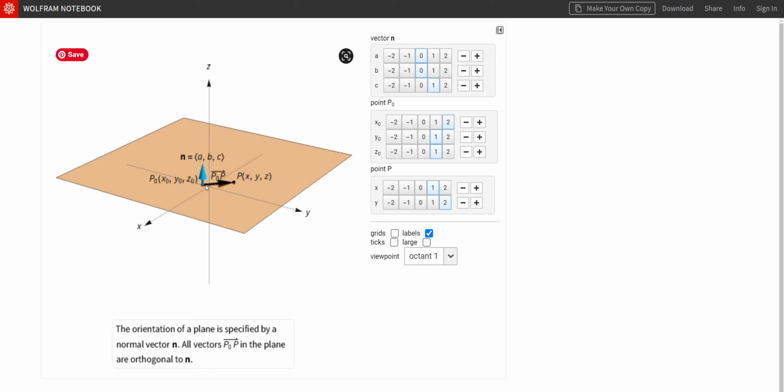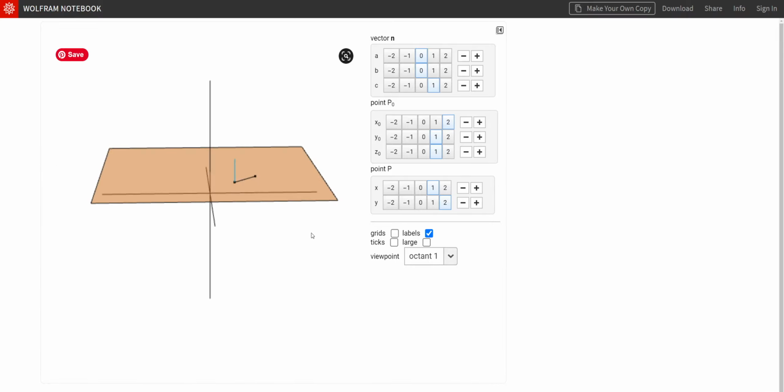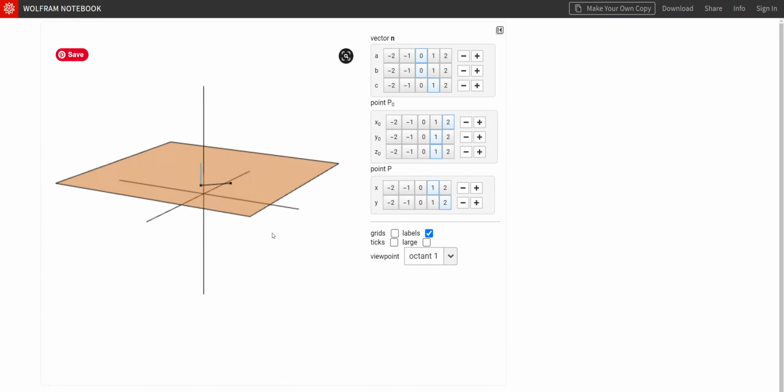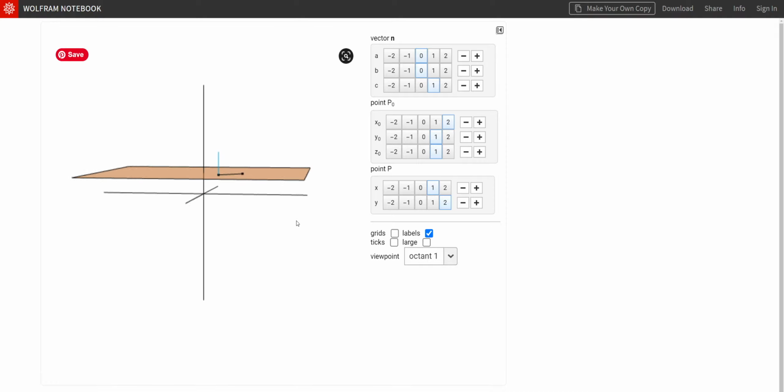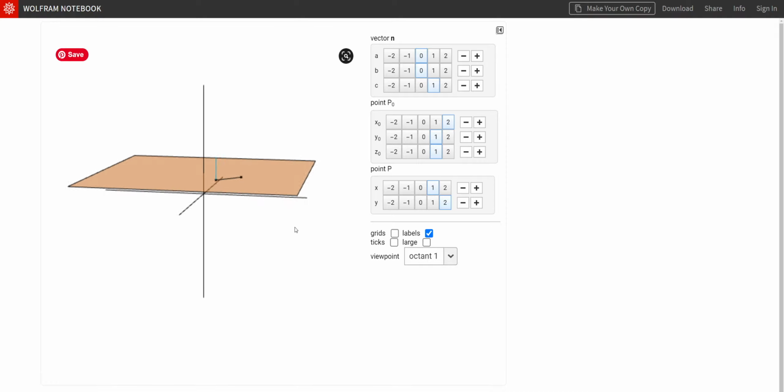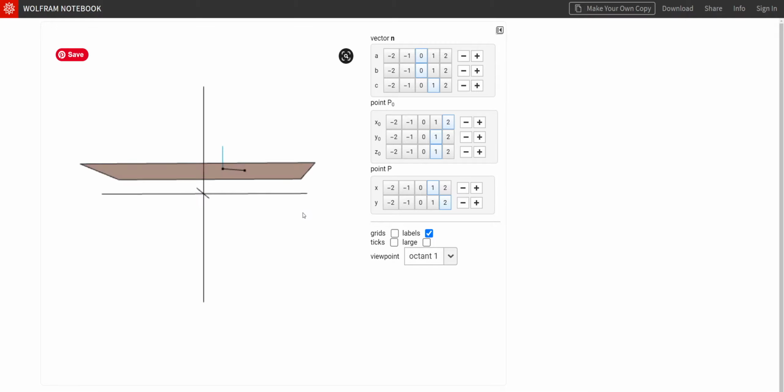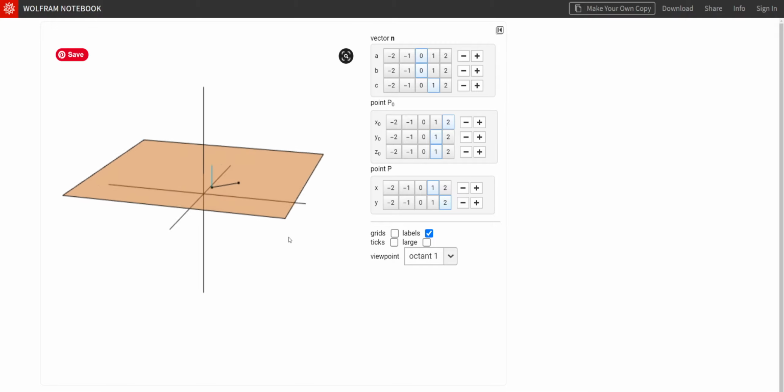P naught's right here. So what I do to form the plane is I take all those vectors that emanate from P naught, have initial point P naught, and are perpendicular or normal to the plane. So that's all of these vectors here. Notice that it's parallel to the xy plane because I'm dealing with the normal vector k, which is also a normal vector for the xy plane.